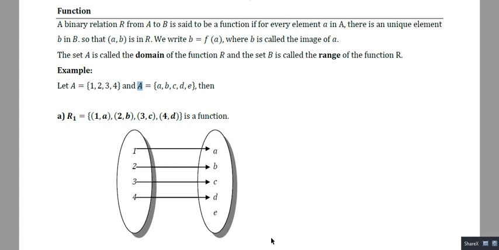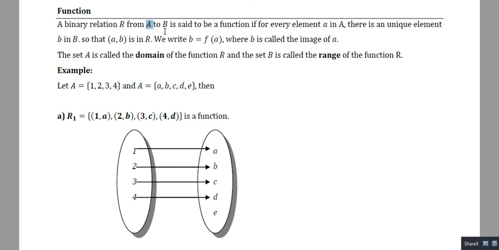Okay, so let me start with the definition of function. Basically a function is a binary relation from a set A to B, so that every element present in set A has a unique mapping in set B, right? It means all the elements present in set A must be associated with some unique element in set B. So that is called a function. We also call it a mapping from set A to B, or a function from set A to B.